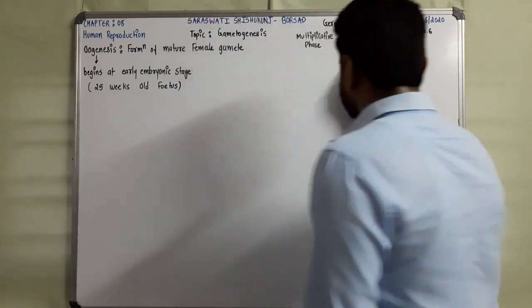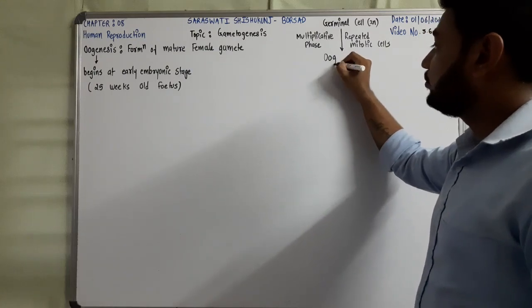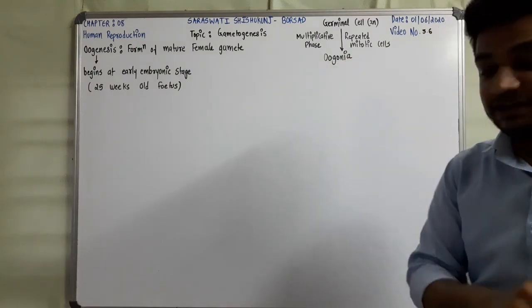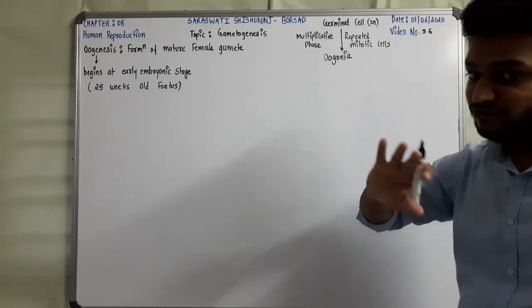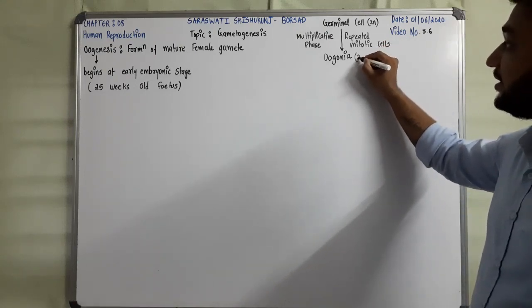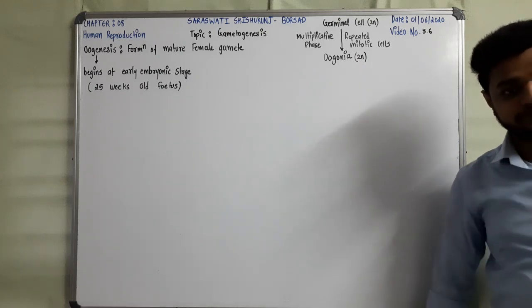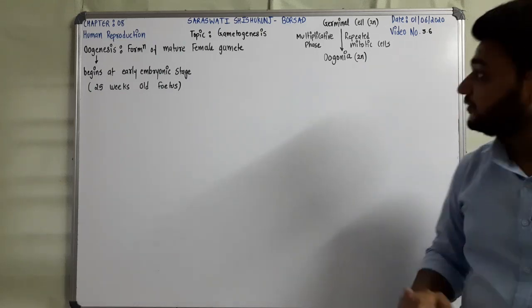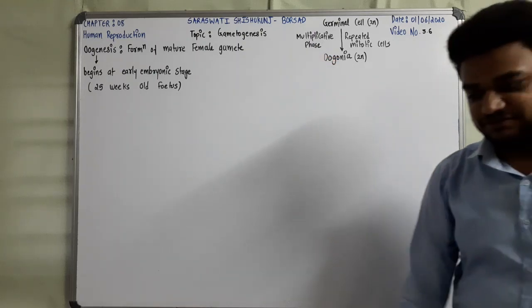So what will it form? It will form oogonia, also called gamete mother cells. This you have to remember. See, it is mitotic division, that is why it is also 2n. The chromosome number remains the same. So this was the first phase.